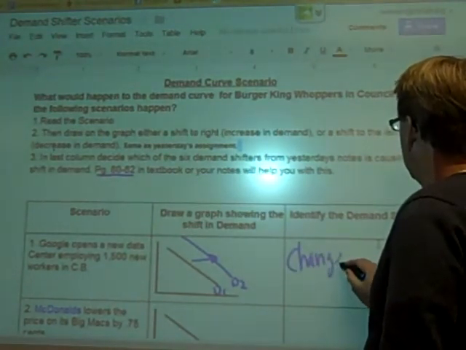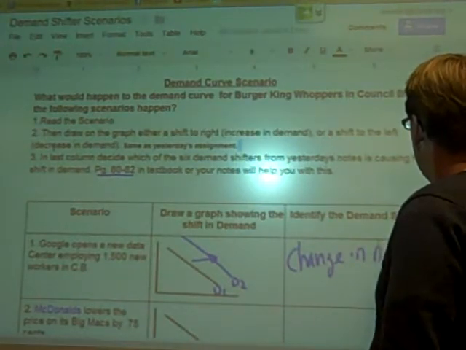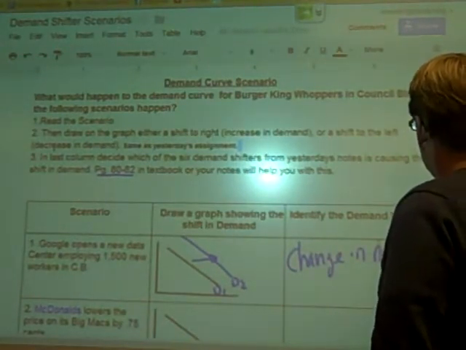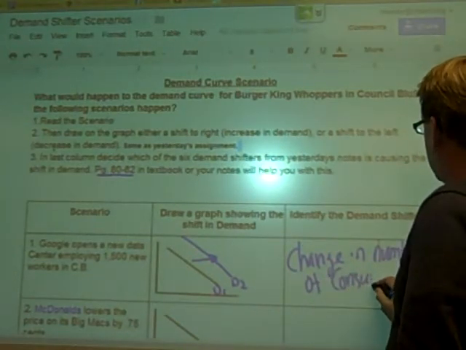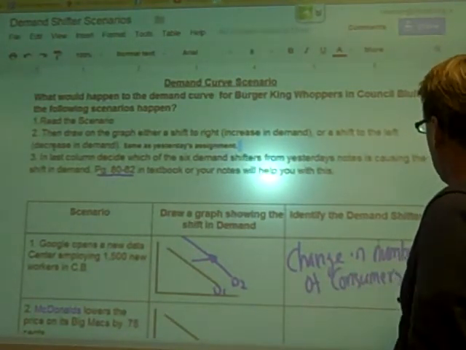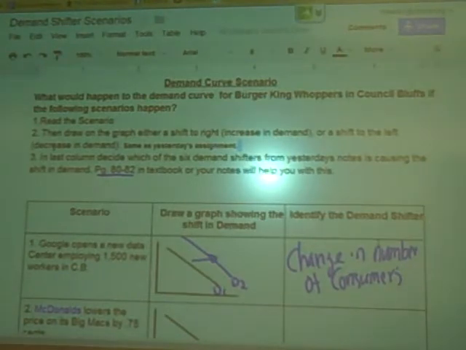Change in number of consumers. And that's all you need to write, is what the shifter is. Okay?